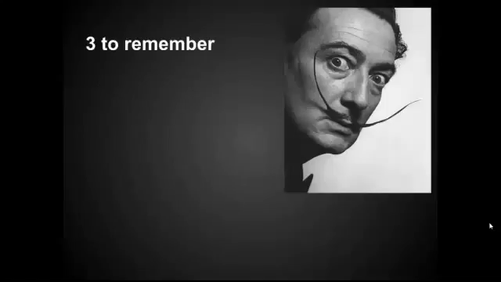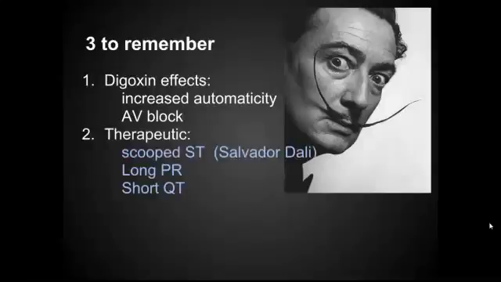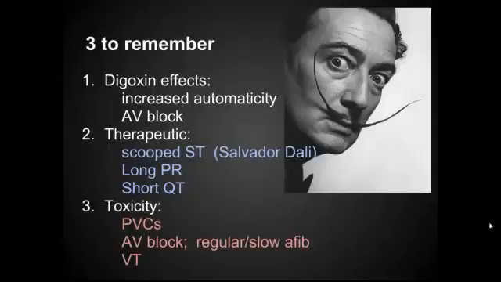So three things to remember for EKG changes in digitalis: it affects the heart, causing increased automaticity as well as slowing of the AV node or AV block. In therapeutic levels, you can see the scooped ST, Salvador Dali mustache, long PRs, and also short QT. The differential for short QT is hypercalcemia and digitalis. In toxicity, you're going to see a lot of PVCs, AV block, that very regular or slow AFib with a junctional escape rhythm, and VTach. Remember to make the call early to poison control and get the DigiFab in the ER and ready.